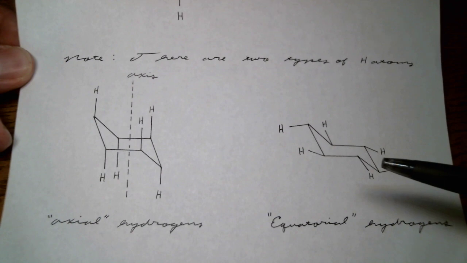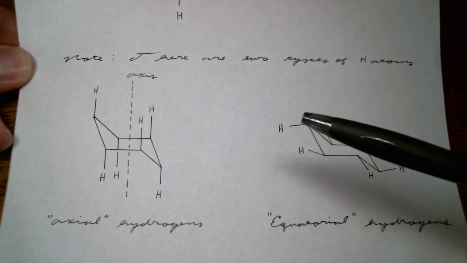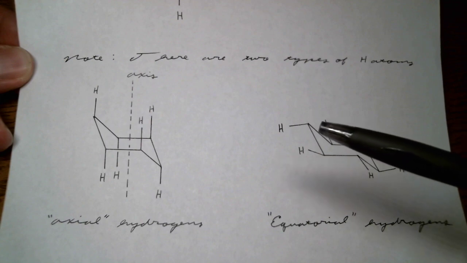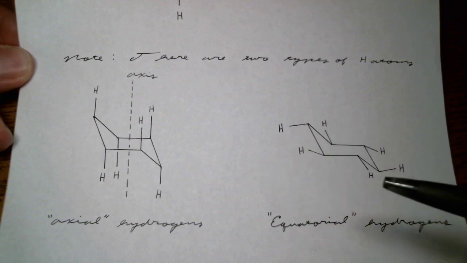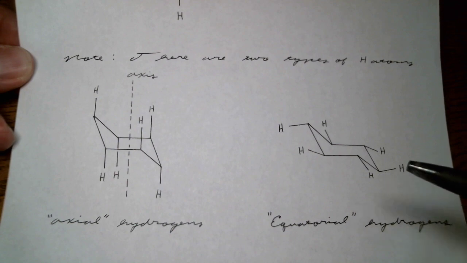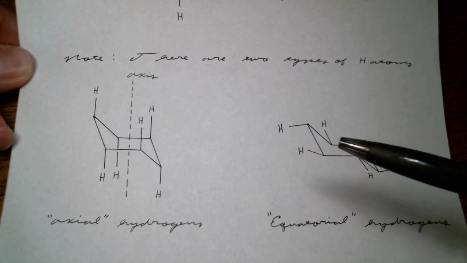The equatorial hydrogens are a little more challenging to draw. I think the end ones are easy. At the tip of the chair, it points slightly down. At the foot of the chair, if it's like a long chair, it points slightly up. It's these ones on the side that are difficult, but here's a rule.